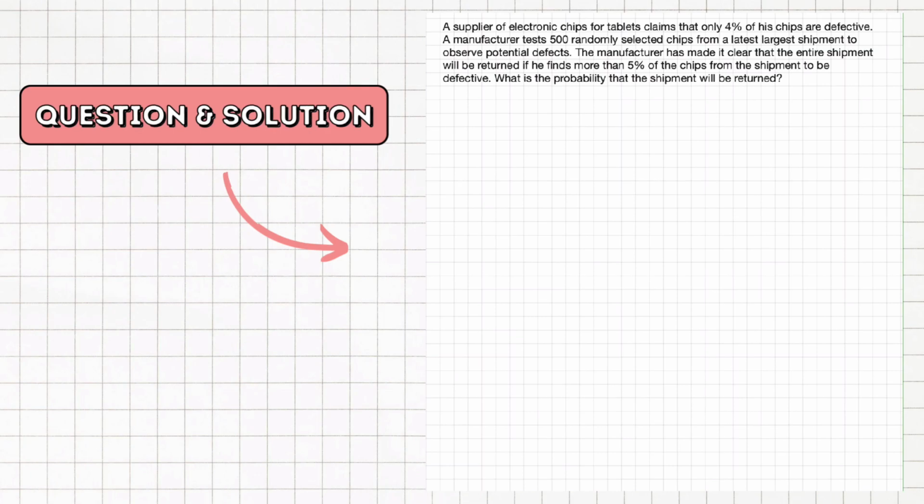For the first question, I will show you about the sampling distribution for the sample proportion. In this question, we will be using the normal distribution and referring to the z-table. Now, let's read the question.